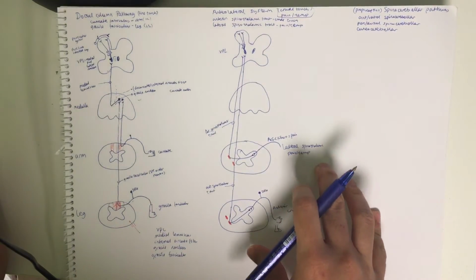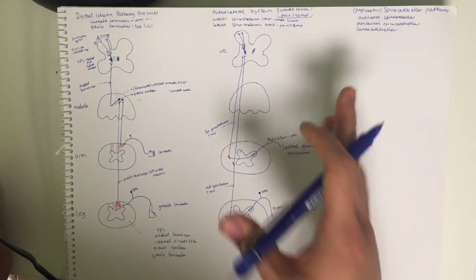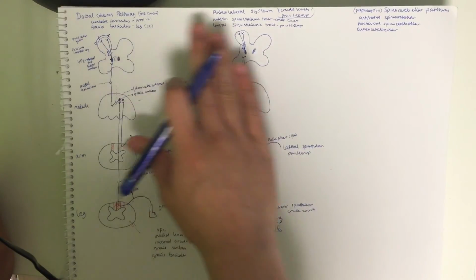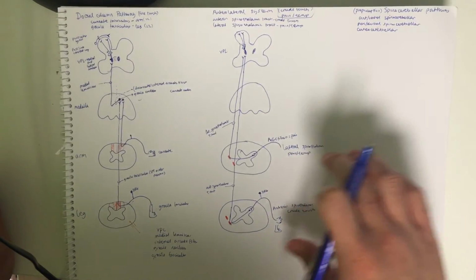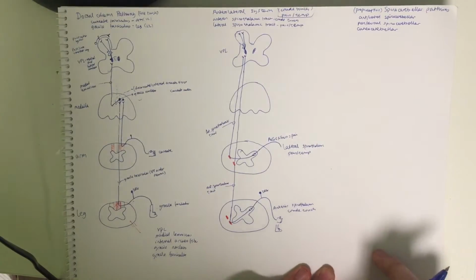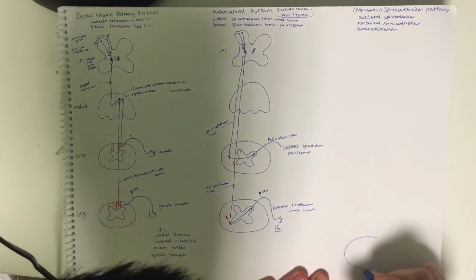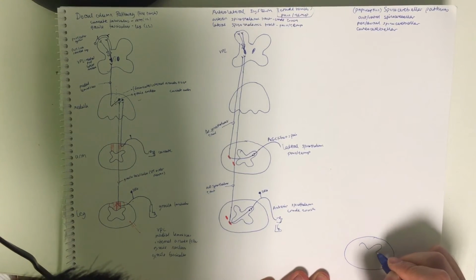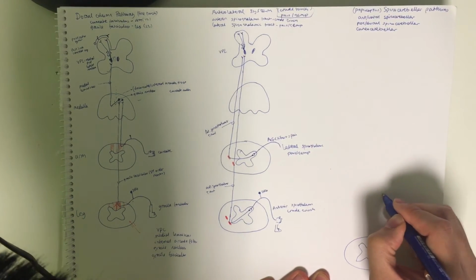Okay. So now we're going to talk about the spinocerebellar pathway. What is the spinocerebellar pathway for? Proprioception. There are two pathways here, but I have three pathways here, so I'm going to have to fit three cross sections here. So that's what I'm going to do. Can you see here? Okay, so I want to draw a cross section here.